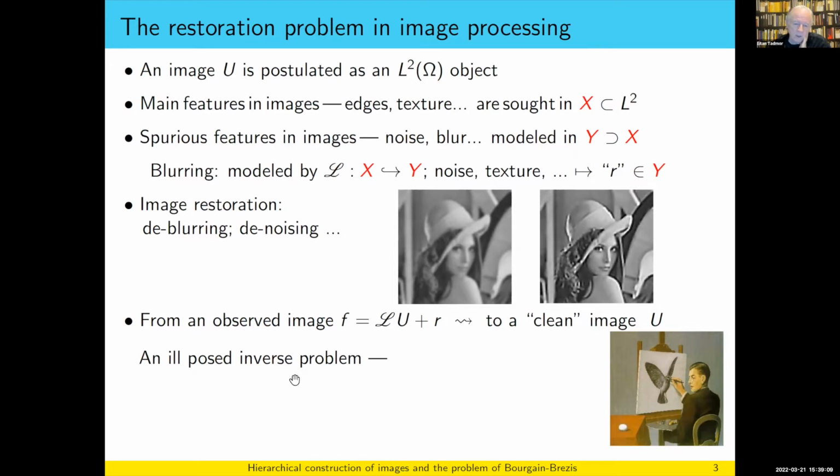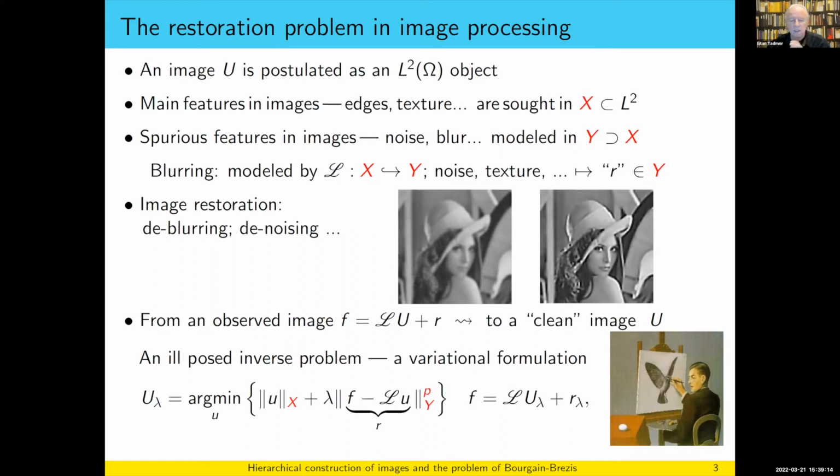And one way to address the class of inverse problems is to introduce a variational formulation, and here it is. Given the little f that we observe, and given some operator that we have to agree on, which is the blurring or the noisy operator, script L, what we try to do is to minimize the residual, the difference between what we observe and an unknown U, measured, let's call it the residual here. This residual will be measured in Y, the larger space.